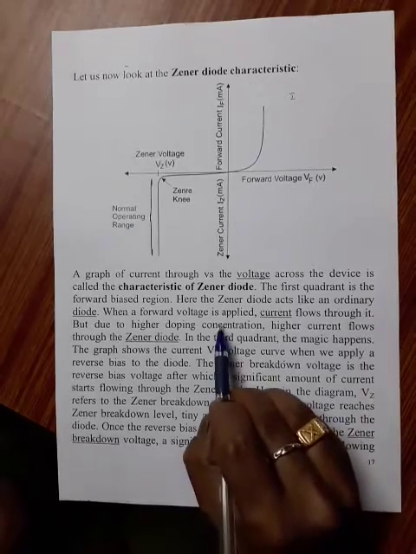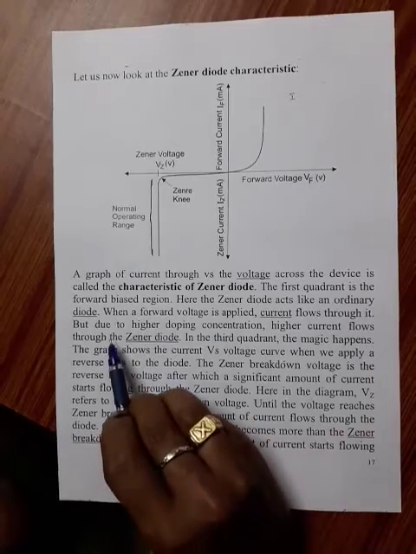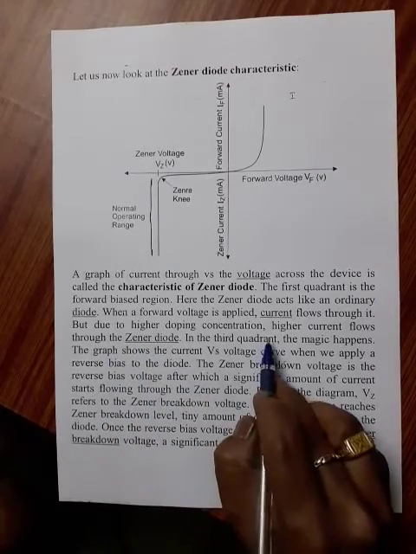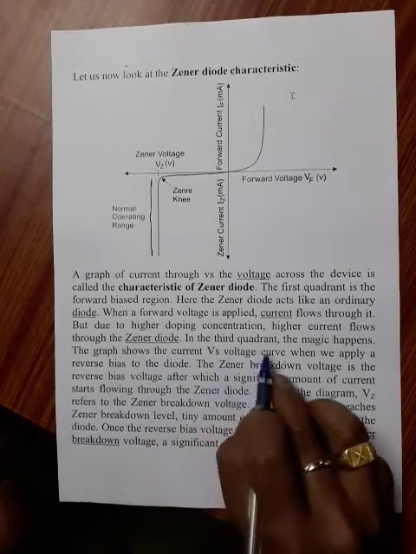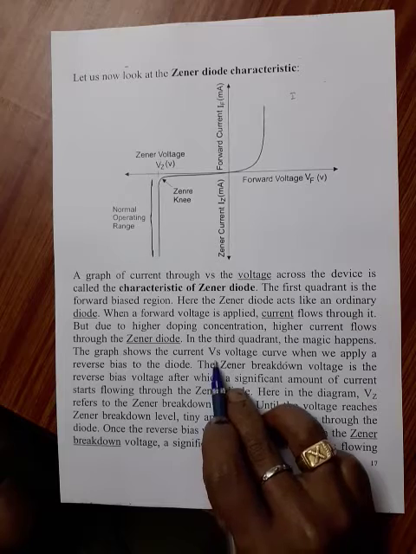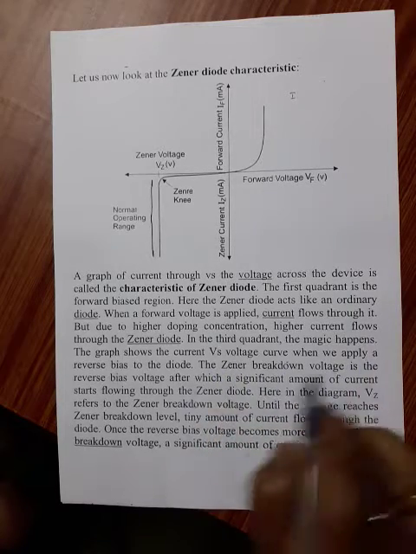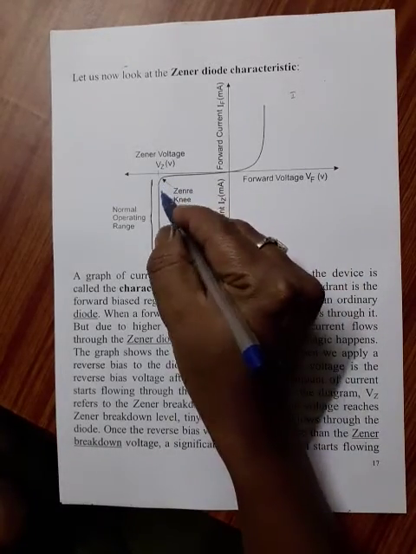When the forward voltage is applied, current flows through it, but due to the higher doping concentration, a higher current flows through the zener diode. In the third quadrant, the graph shows the current versus voltage curve when we apply the reverse bias to the diode. That is this quadrant.